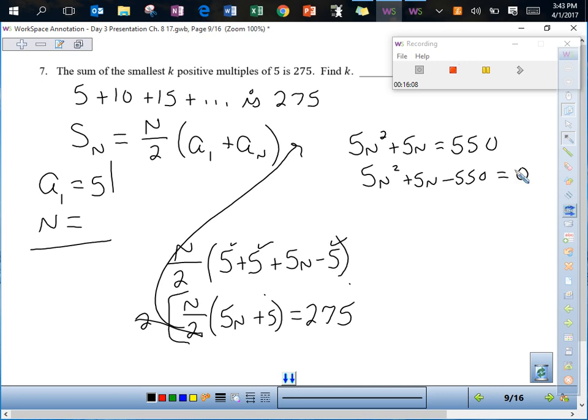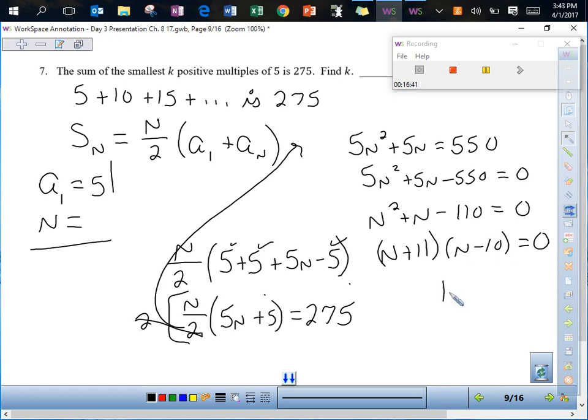This takes you now back to your Algebra 2 days. I'm going to divide everything by 5 so that I could factor this thing. So I've got n squared plus n minus 110. And then now we're going to factor. Two numbers that multiply to be 110 that I can make add up to be 1. It's going to be n plus 11 times n minus 10.